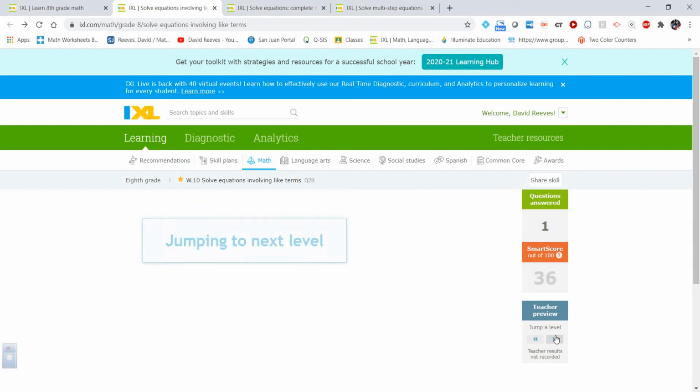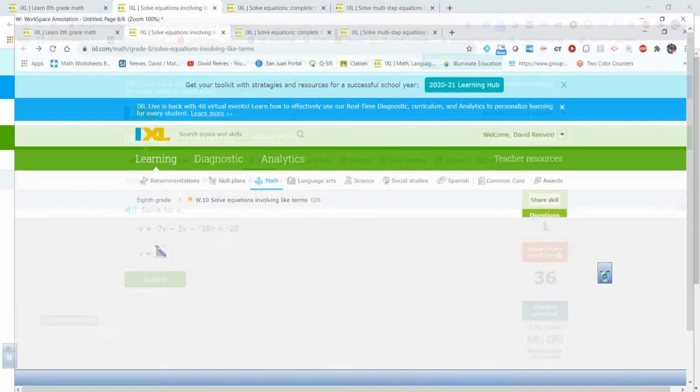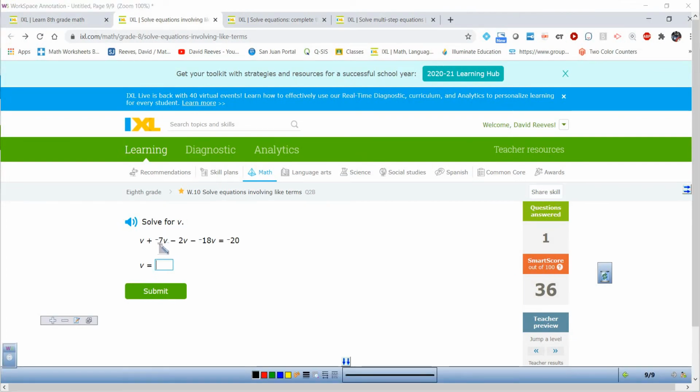All right, let me skip up to the next problem. Now it's getting a little bit more complicated. Take a look at what we've got here: v plus negative 7v minus 2v minus a negative 18v. I want to combine my like terms. Now let's be very careful on these signs here. Remember, adding a negative is the same as subtracting a positive, and subtracting a negative is the same as adding a positive. So I'm going to go ahead and make this plus. There we go. Subtracting a negative, adding a positive.